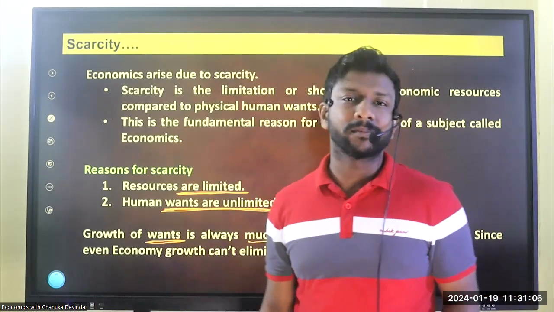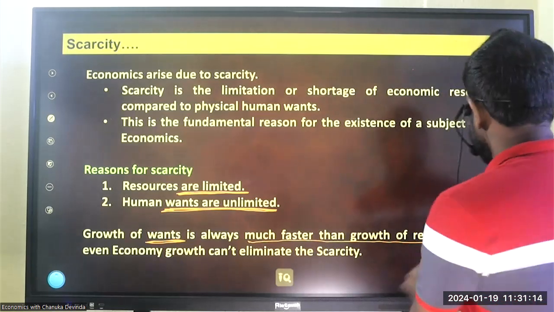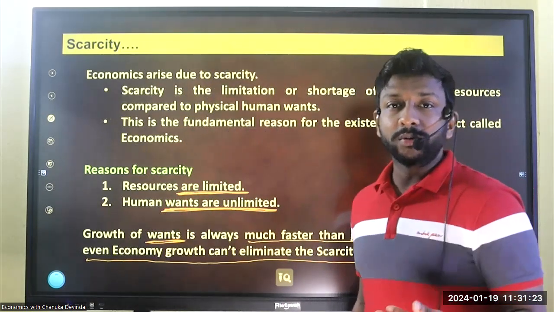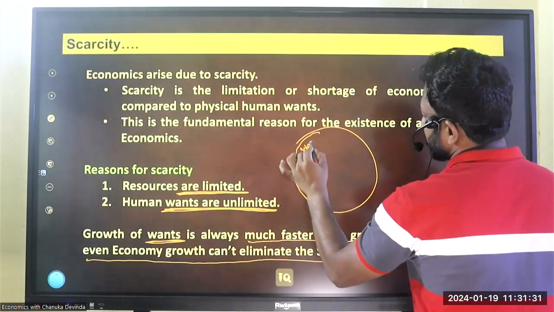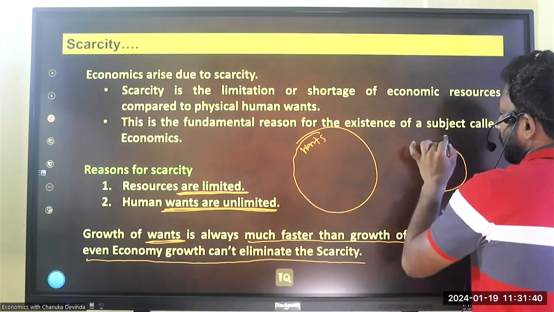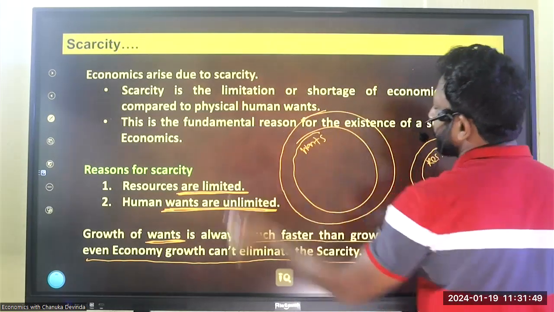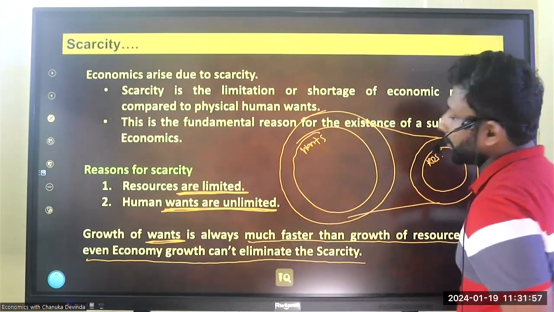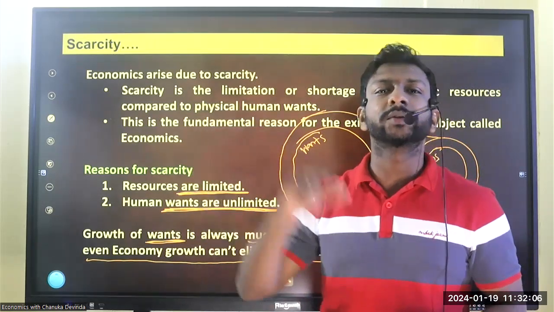Then at every time, wants are unlimited compared to limited resources, right? So even economic growth can't eliminate scarcity. In economic growth, right, the resource amount would be increased, right? Here, these are the wants, and these are the limited resources. Even though the resource amount was increased, wants are increasing more than that. Since every time there is a larger amount of wants than resources, obviously the human wants will exceed the resource quantity, right?